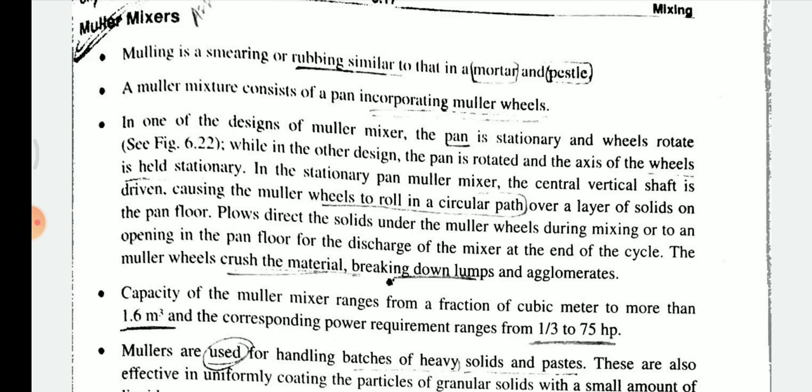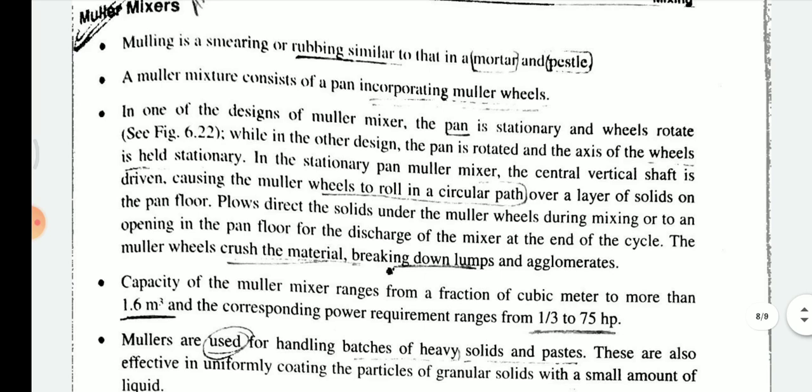The plow directs the solid under the Muller wheels during the mixing operation. The pan floor discharges the mixture at the end of the cycle. That means there is an opening in the pan floor.